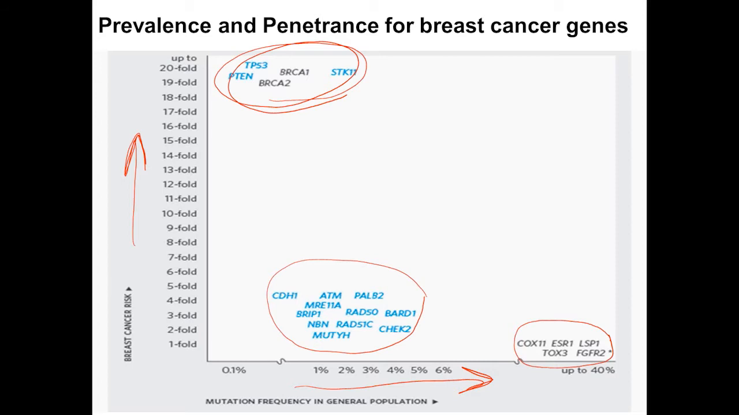We can't just treat all mutations the same anymore. We're starting to see real differences in how they act, what spectrum of disease they create, and how often they create disease.